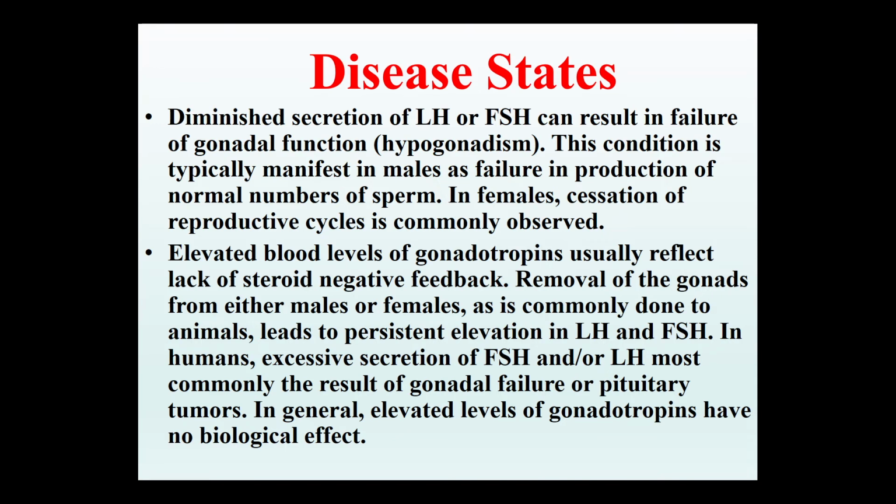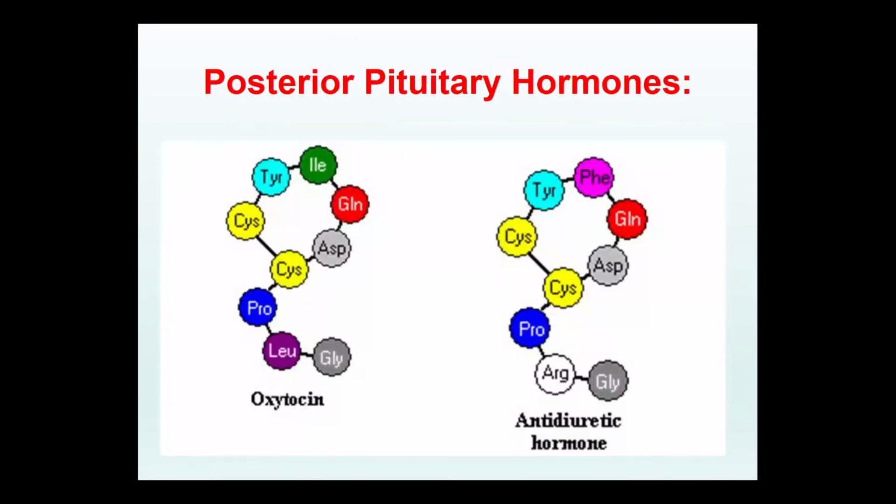Elevated blood levels of gonadotropin usually reflect the lack of steroid negative feedback. Removal of gonads from the males and females, which is commonly done in animals, leads to persistent elevation of LH and FSH. In humans, excessive secretion of these hormones can be the result of gonadal failure or pituitary tumors. In general, elevated levels of gonadotropins have no biological effect.